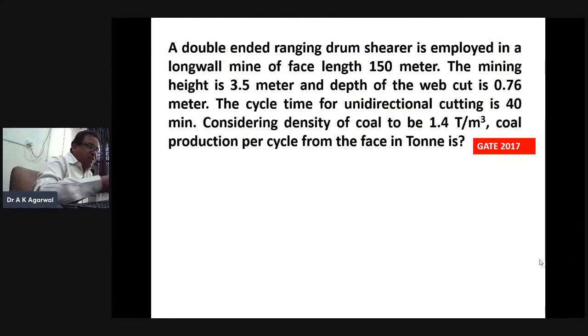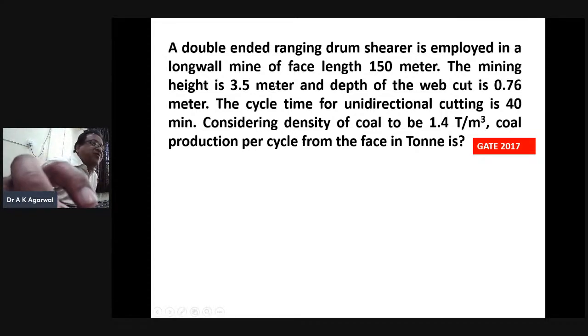It was a very easy and simple question. A double-ended ranging drum shearer is employed in a longwall mine of face length 150 meter. The mining height is 3.5 meter and depth of the web cut is 0.76 meter. The cycle time for unidirectional cutting is 40 minutes. Considering density of coal to be 1.4 ton per meter cube, coal production per cycle from the face in tons is. So what he is asking, one cycle is completed in 40 minutes. So in 40 minutes, how much coal will be produced?